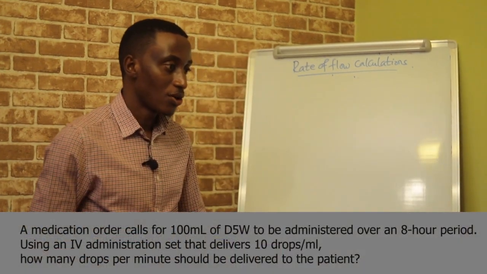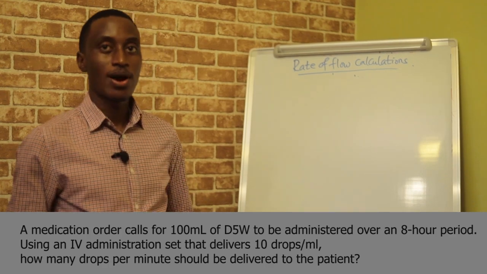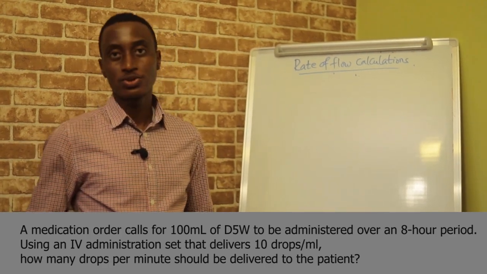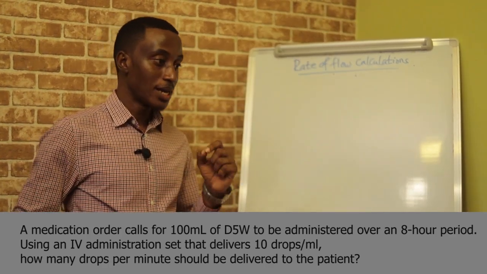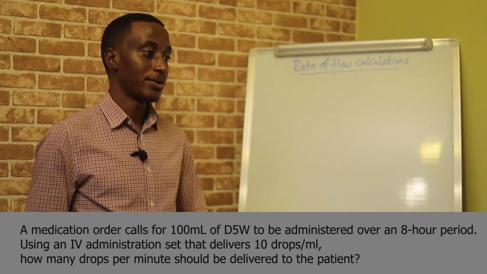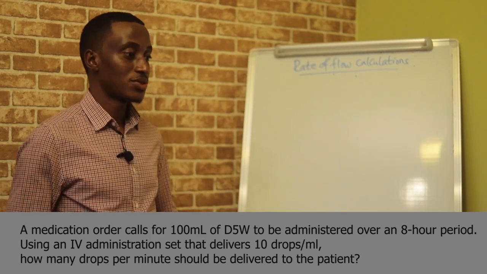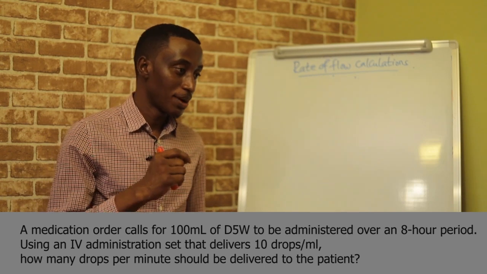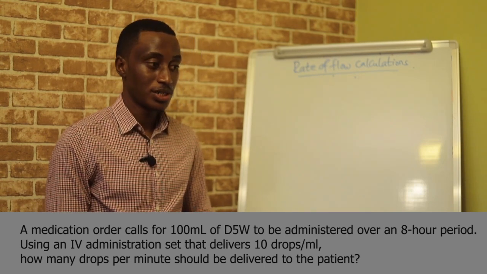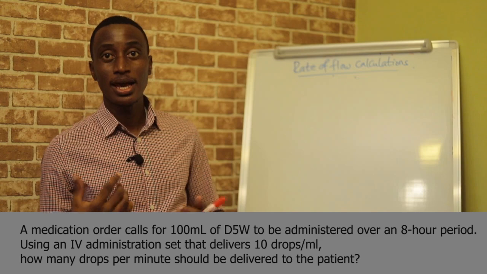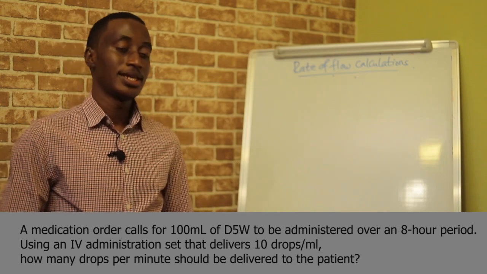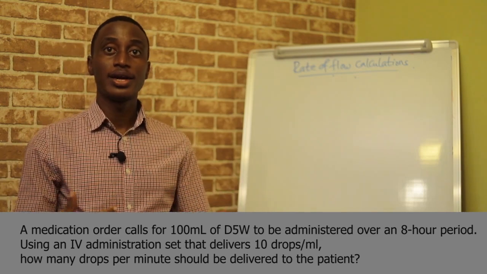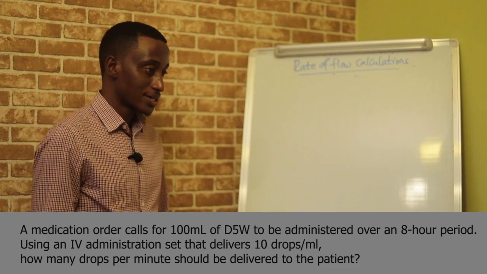A medication order calls for 100 mils of dextrose 5% in water to be administered over an 8-hour period using an IV administration set that delivers 10 drops per mil. How many drops per minute should be delivered to the patient? So when we encounter words like how many drops per minute, that means you are looking for the rate of flow. So let's write the data here.